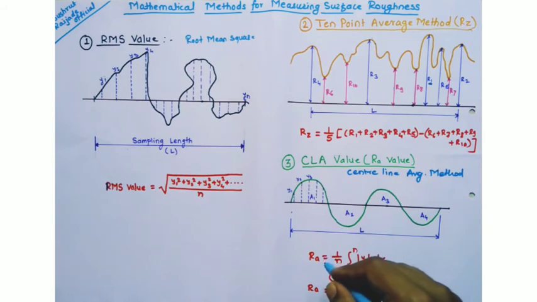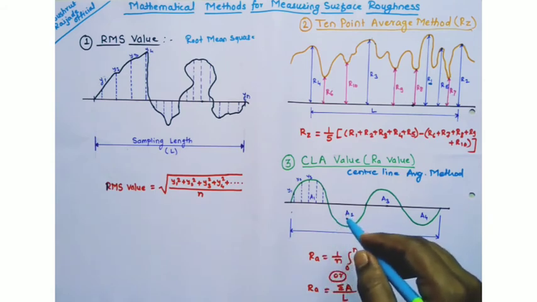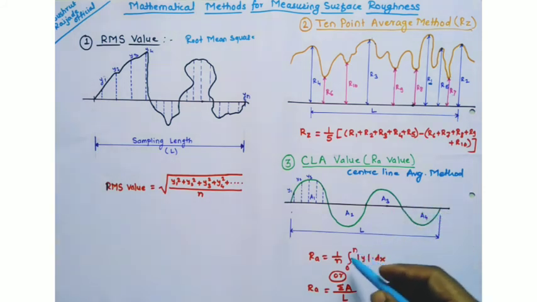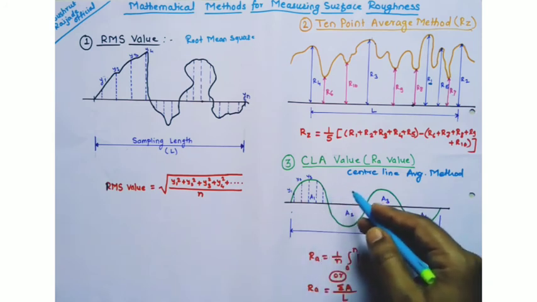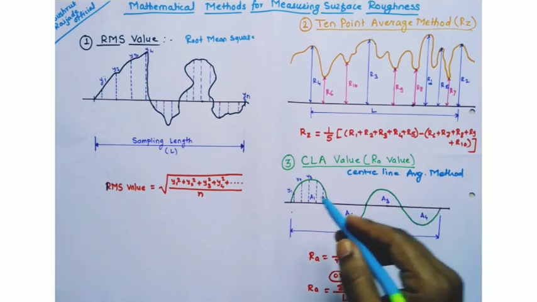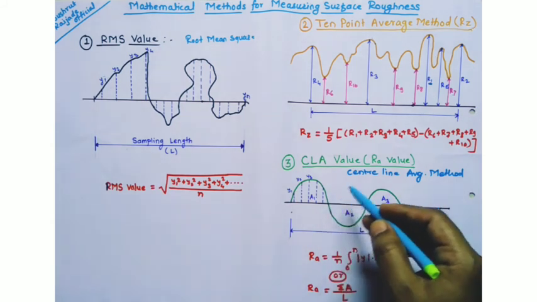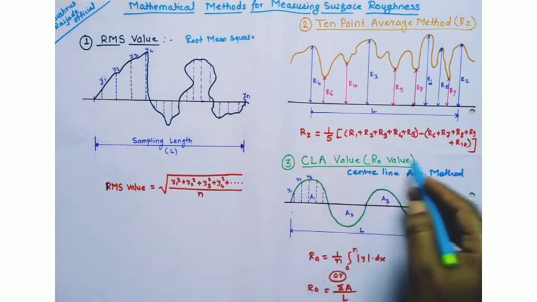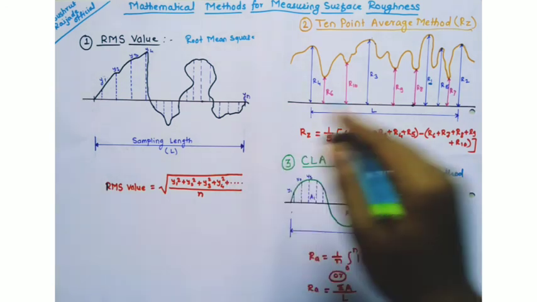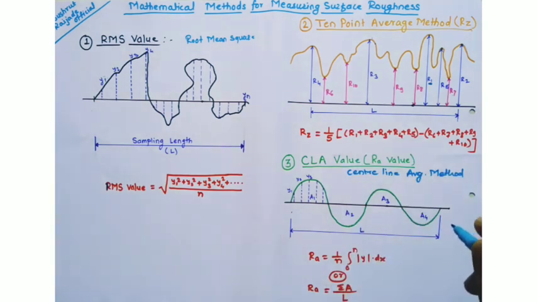What does CLA mean? Arithmetical mean deviation from the mean line of a profile is the average value of ordinates y1, y2, y3 from the mean line, that is the Ra value. That is the center line average method, and it can be calculated by these two formulas. Okay, these are the three mathematical methods for measuring a surface roughness.